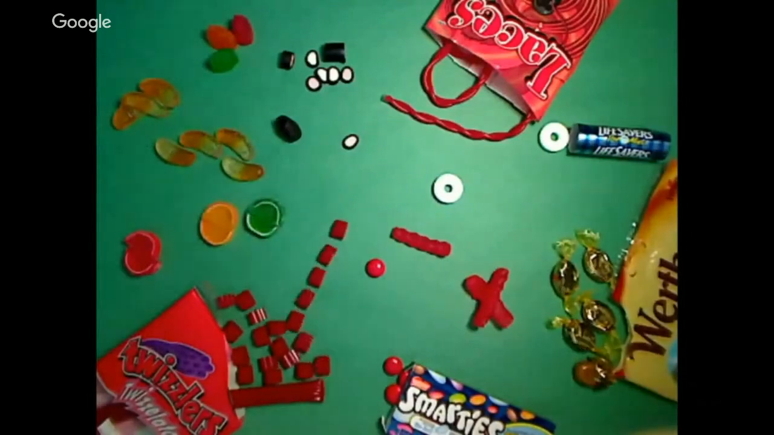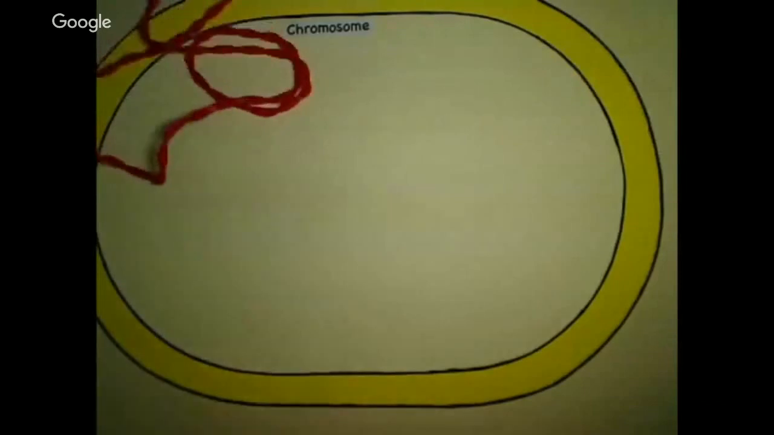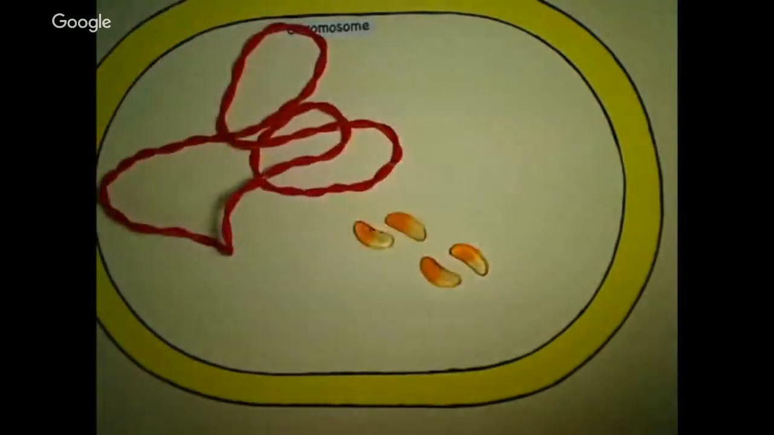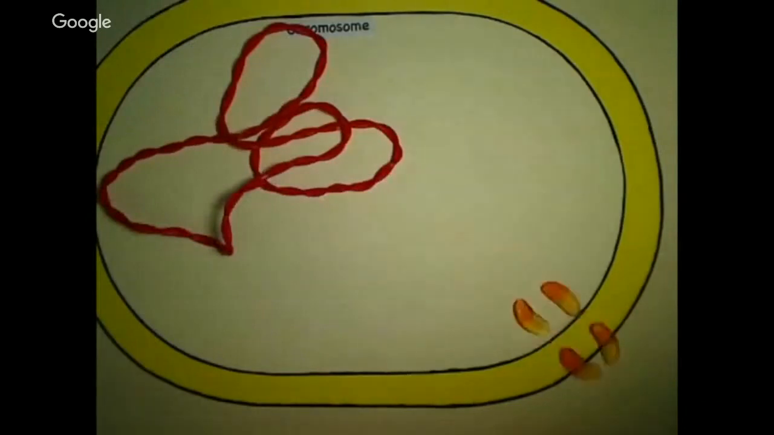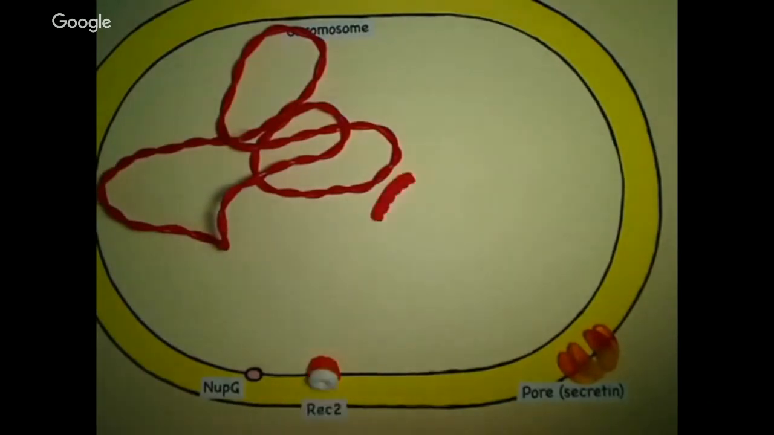Now, these players take their places in the cell, starting with the chromosomal DNA, shown here in red. Once the DNA is in place, it's going to start synthesizing the proteins of the uptake machinery. And these proteins, first a pore in the outer membrane, then two pores, one for nucleosides and one for single-stranded DNA in the inner membrane.